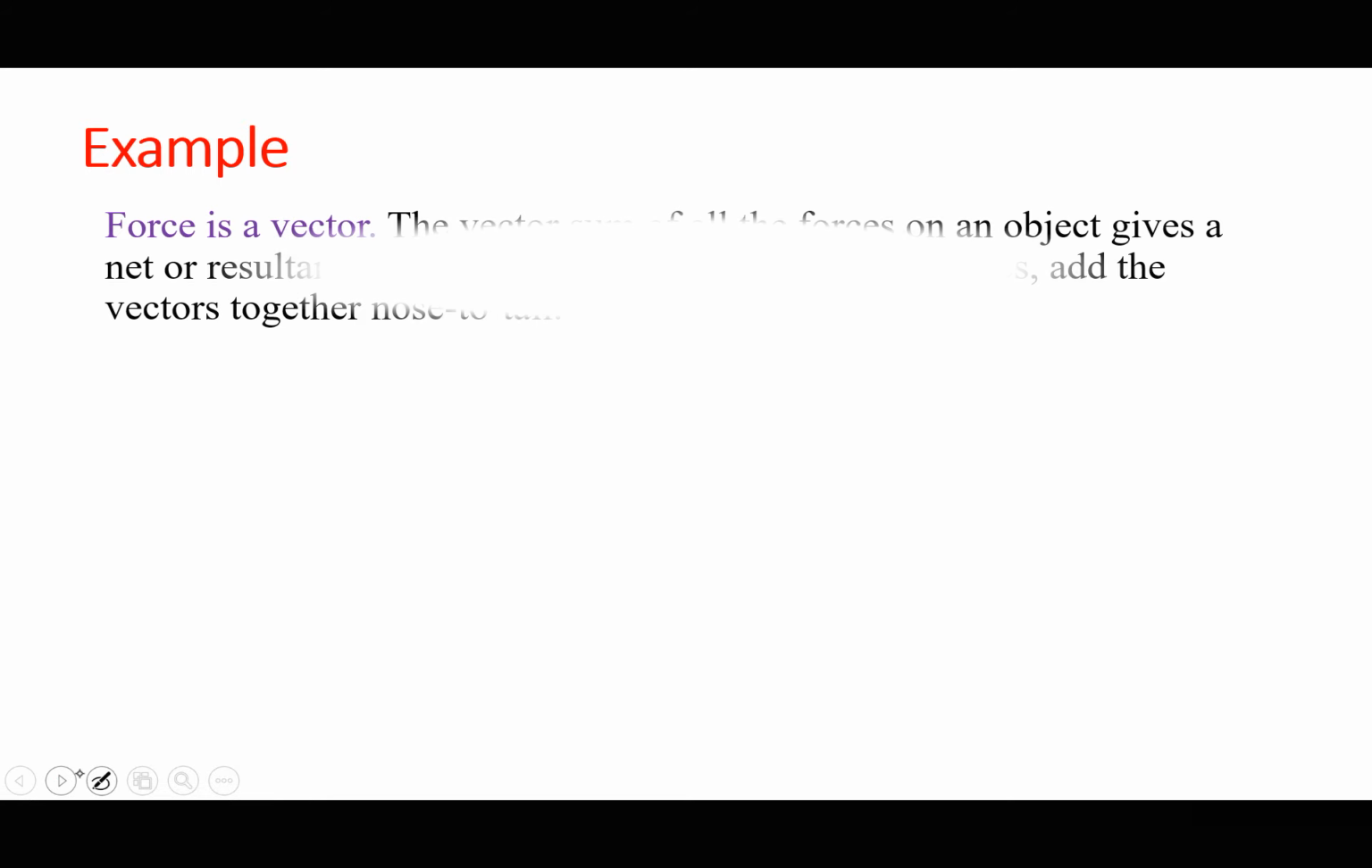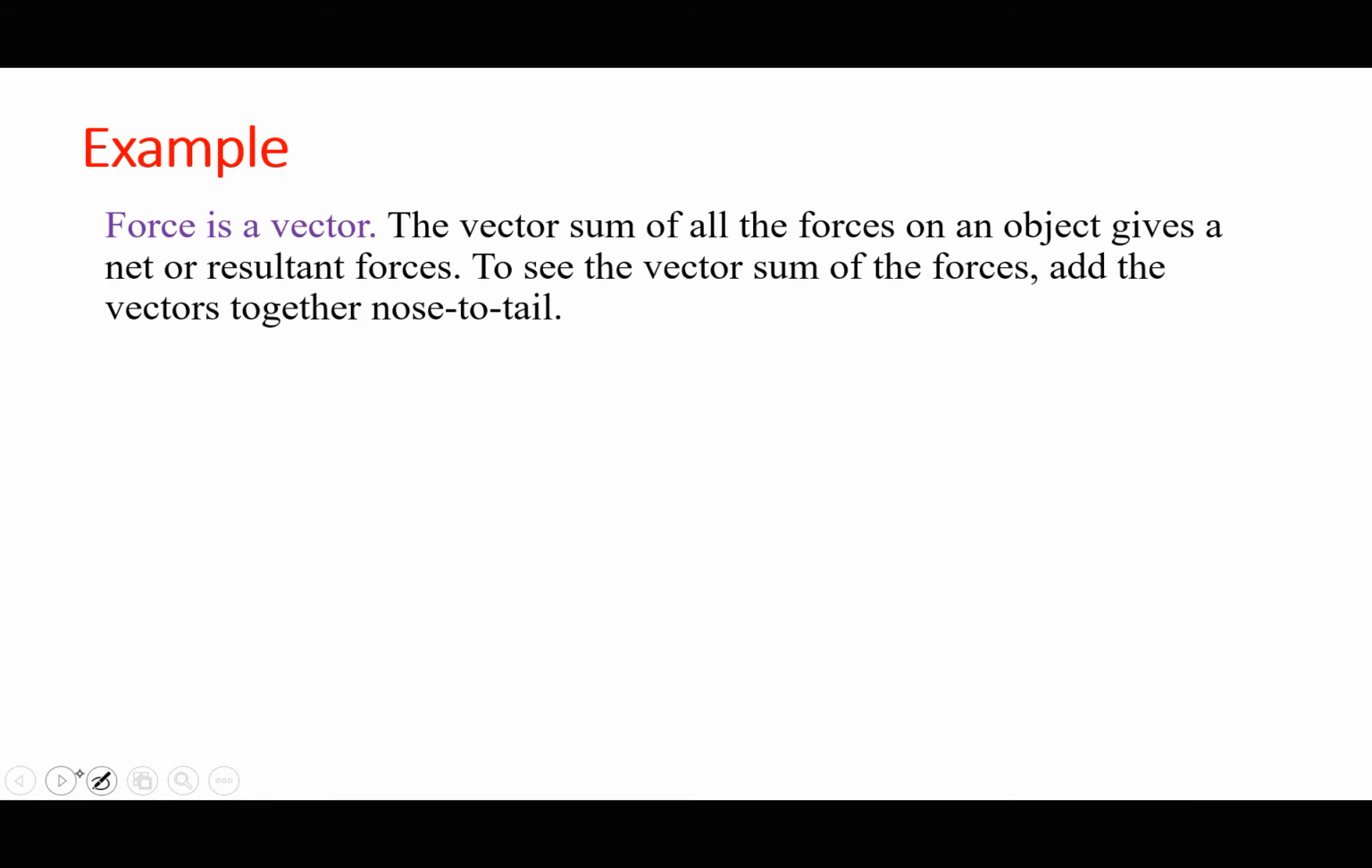So here we're going to think about using force vectors to find the resultant of vectors, but you must have done this under the unit called force, density, and pressure. You must have done this in the first unit of physical quantities and units. So the vector sum of all the forces on a body gives a net or resultant force.